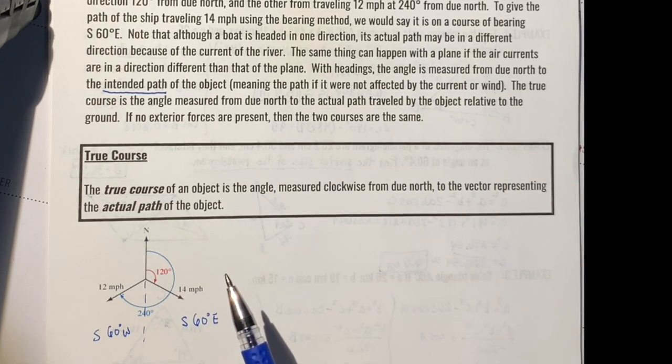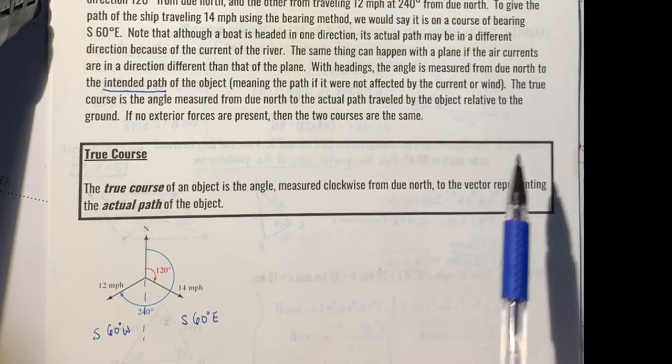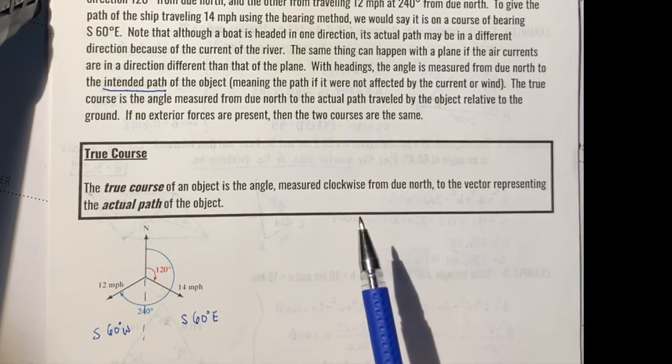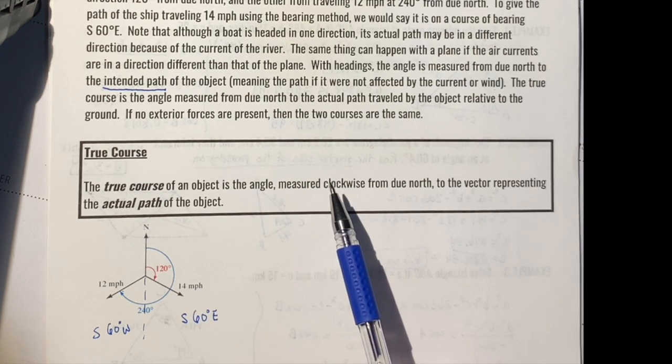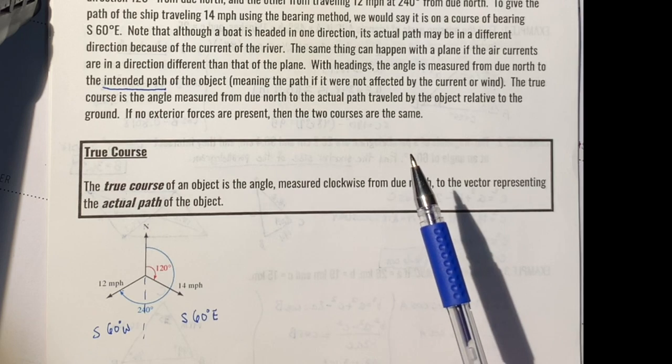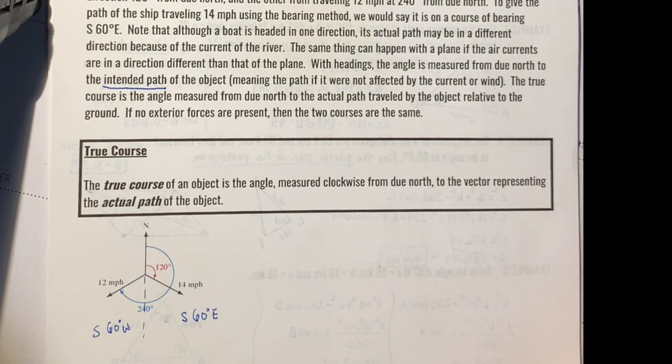The true course is the angle measured from due north to the actual path traveled by the object relative to the ground. So for an airplane, sometimes I refer to that as ground speed. If no exterior forces are present, in other words, if there is no current and no wind, then the heading and the true course, the actual path, would be the same.